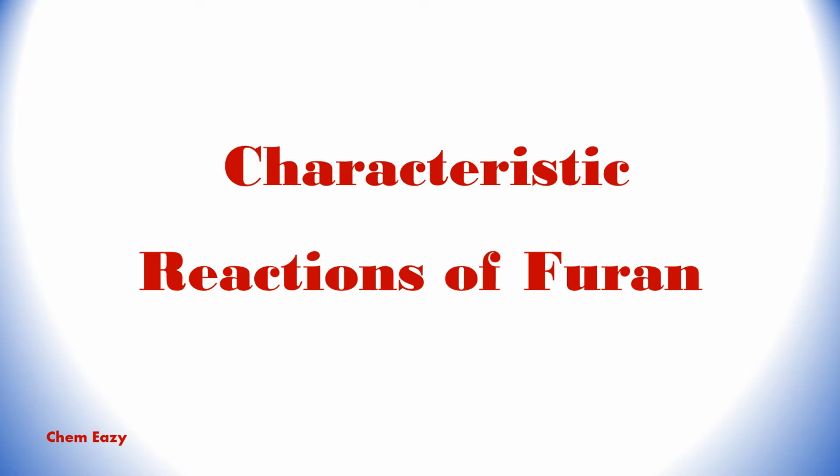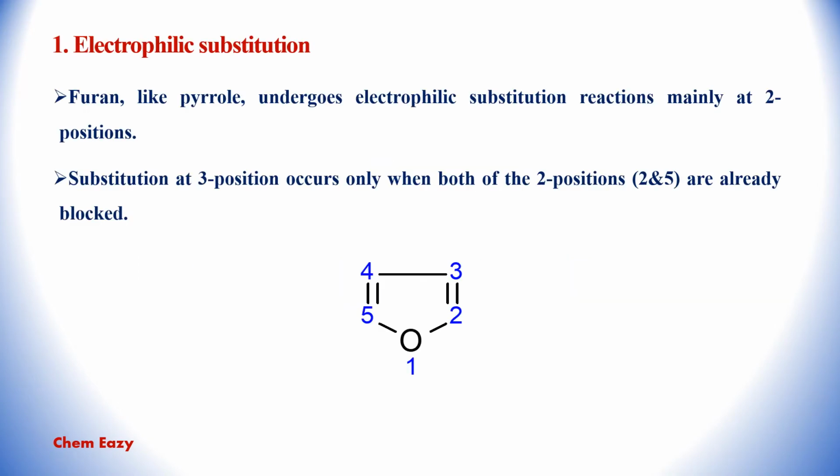Now let's go to characteristic reactions of furan. First one is electrophilic substitution reaction. As in pyrrole, in furan also electrophilic substitution takes place mainly at second position. Whenever the positions 2 and 5 are filled, then the substitution takes place at 3 and 4.